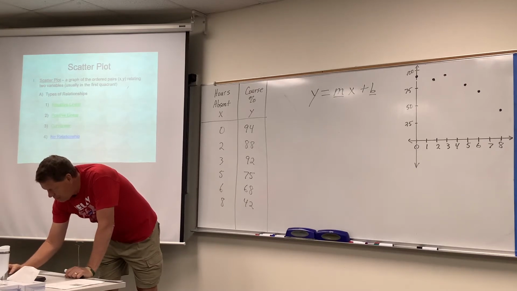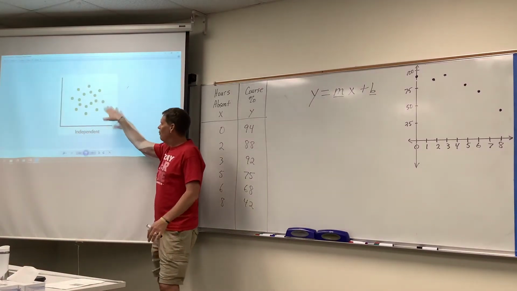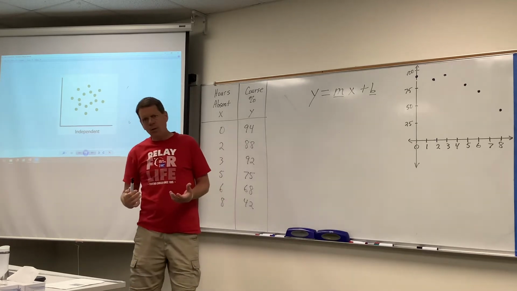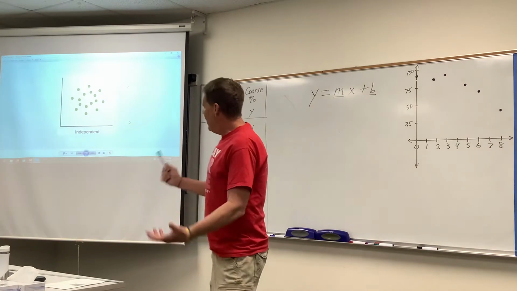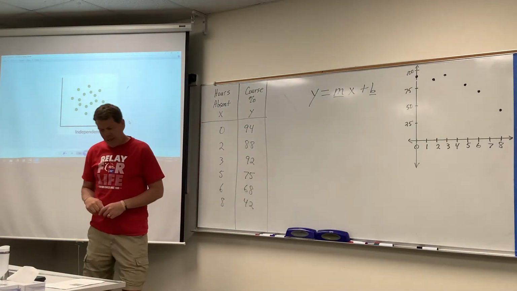In other words, maybe the two variables don't really create a discernible pattern. Maybe it's just scattered all over the place, and we would consider the two to be independent of each other, where there's no correlation whatsoever between the two variables. And that again would be considered no relationship at all, just completely independent.